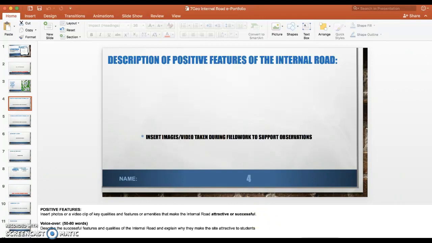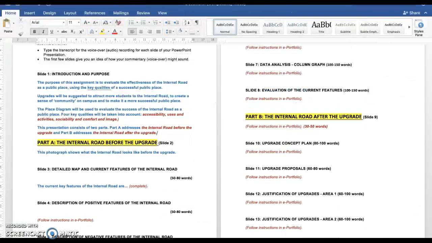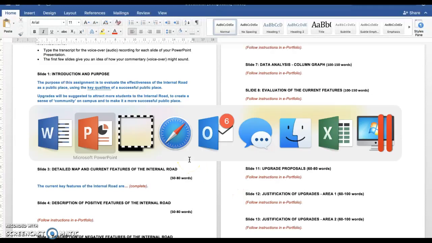So remember, the key qualities are in our document here on the place diagram as well. So accessibility, uses and activities, sociability, and comfort and image. So whenever you are looking at the features, you need to link them to one of those 4 things. Some of them may be linked to more than one.